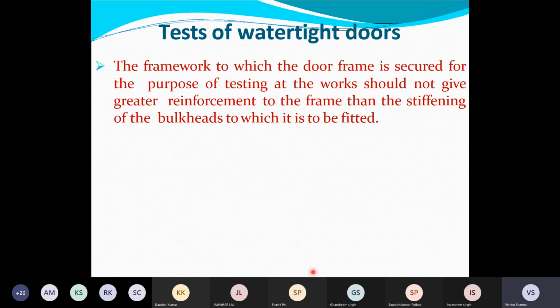The framework to which the door frame is secured for the purpose of testing at the works should not give greater reinforcement to the frame than the stiffening of the bulkhead to which it is fitted. Obviously, you are exerting these pressures ashore, testing it ashore. So you will be attaching the door to a certain structure. That structure itself should not start imparting more strength to the door frame and the door than what the bulkhead on the ship would do.